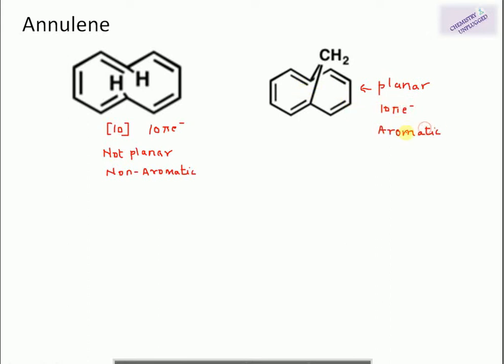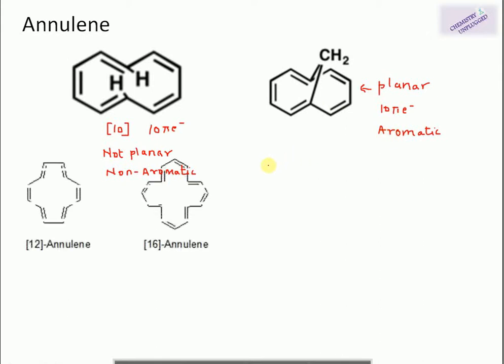Then we have [12]annulene and [16]annulene. 12 and 16 are multiples of 4, meaning they are 4n pi electron systems. A 4n pi electron system may be anti-aromatic, okay? But for anti-aromaticity, they should be planar in nature along with their conjugation. Conjugation is present, but they are not planar molecules, meaning they are non-aromatic in nature.